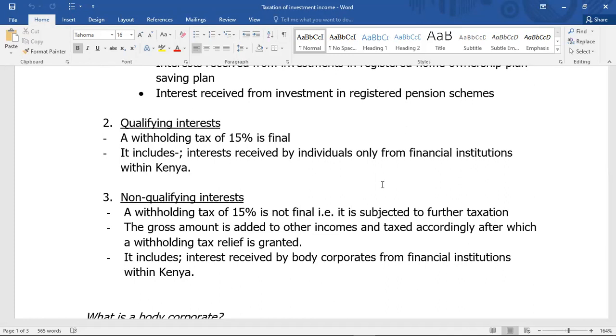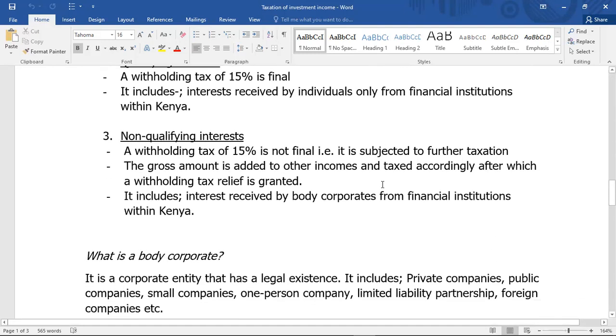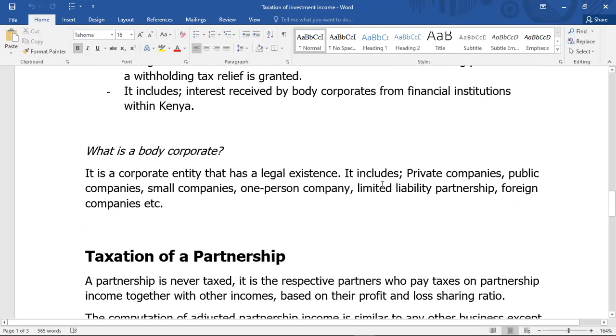Let us look at non-qualifying interest. We are saying a withholding tax of 15% is not final. It is subjected to further taxation. The gross amount is added to other incomes, taxed accordingly, and those are the things that I have already done there. So we are saying tax accordingly, of which you are going to be granting some tax relief later on. They normally include the interest received by body corporates from financial institutions within Kenya. But what is a body corporate? We are saying it is a corporate entity that has a legal existence.